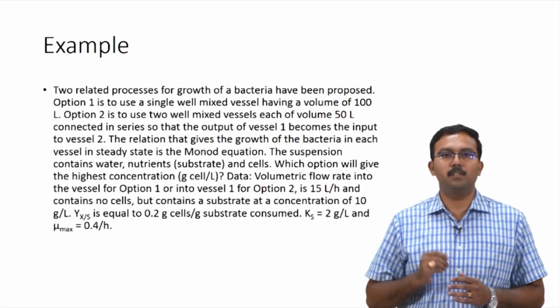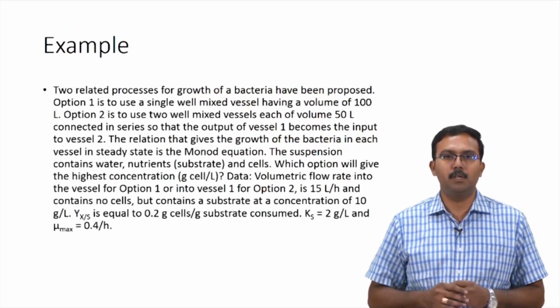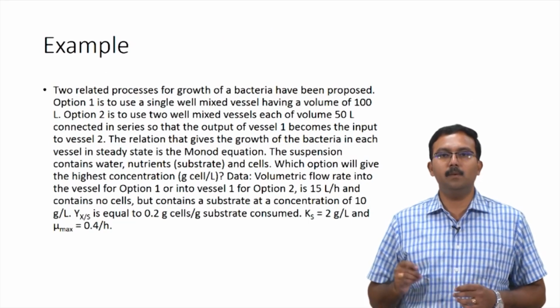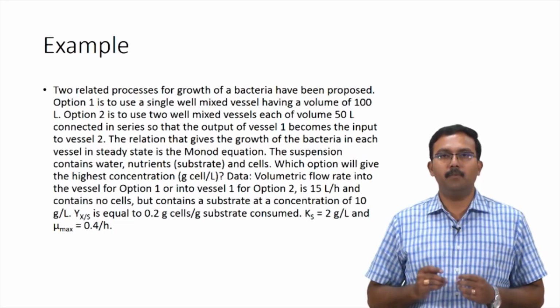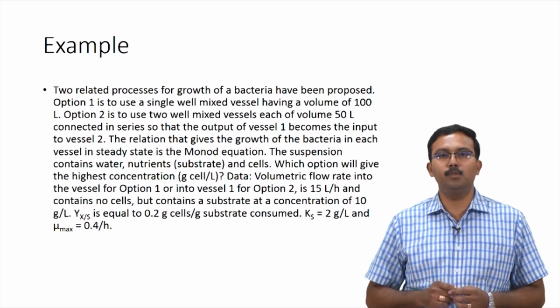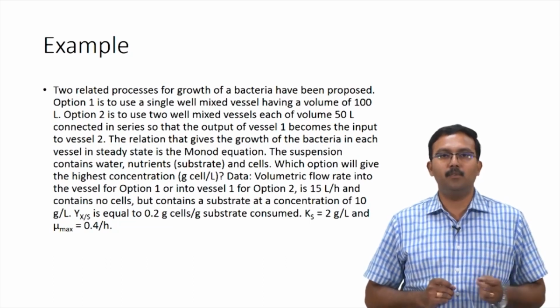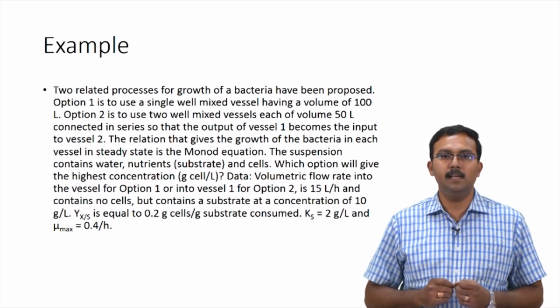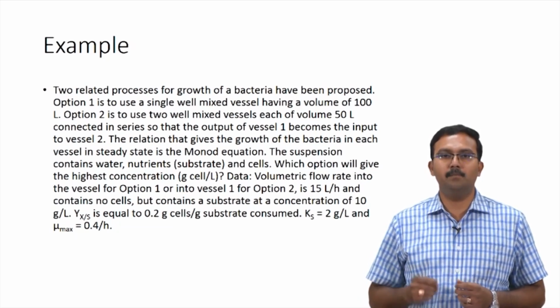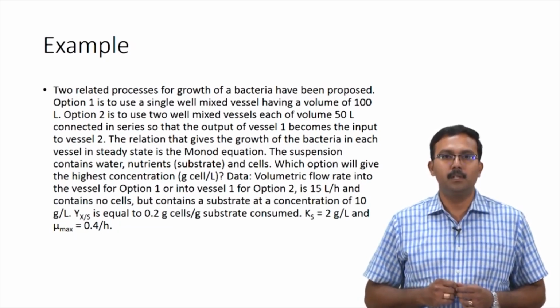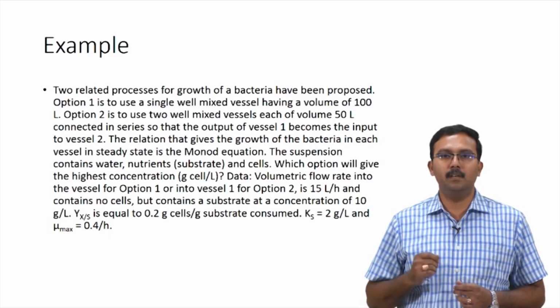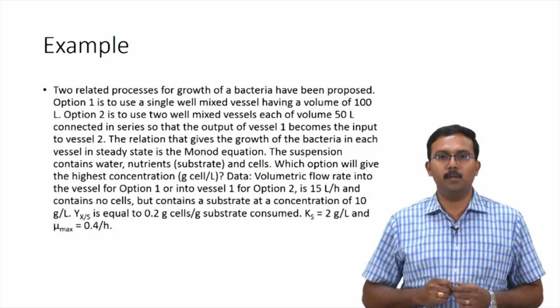Two related processes for growth of a bacteria have been proposed. Option 1 is to use a single well mixed vessel having a volume of 100 liters. Option 2 is to use two well mixed vessels each of volume 50 liters connected in series, so that the output of vessel 1 becomes the input to vessel 2. The relation that gives the growth of the bacteria in each vessel at steady state is the Monod equation.